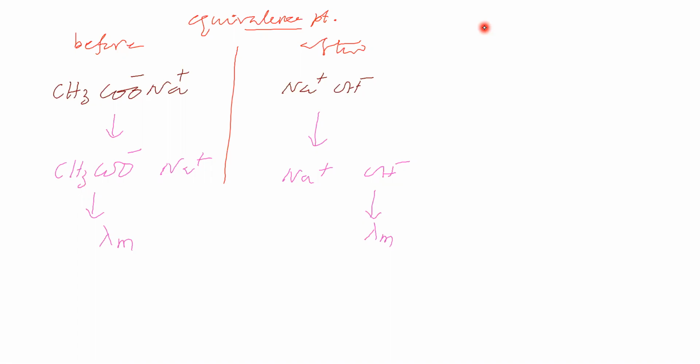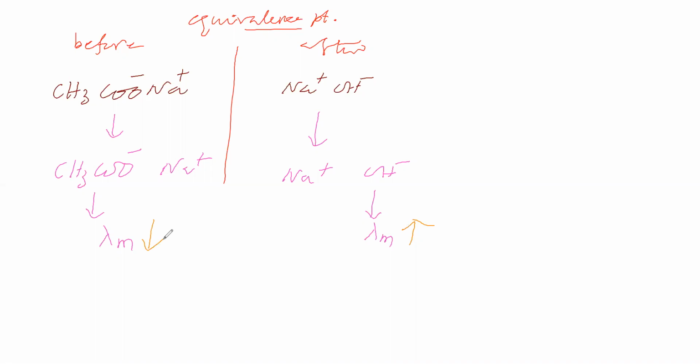Do you feel that lambda m of these two is the same? Of course not, because they are different anions. So lambda m will be different for these two. That means one has a higher value. Which one has the higher value, do you feel? OH minus or acetate? You are saying that lambda m of OH minus is high when compared to acetate.